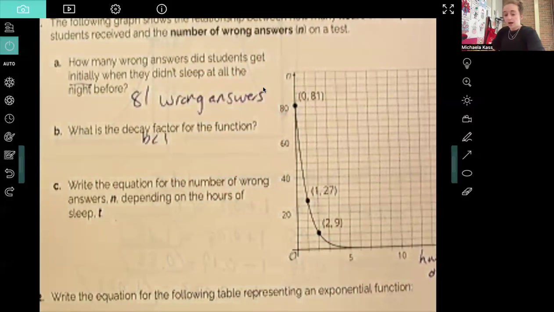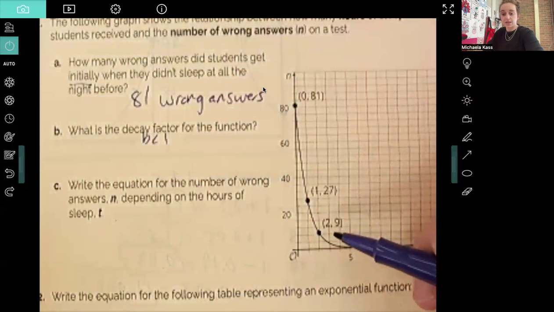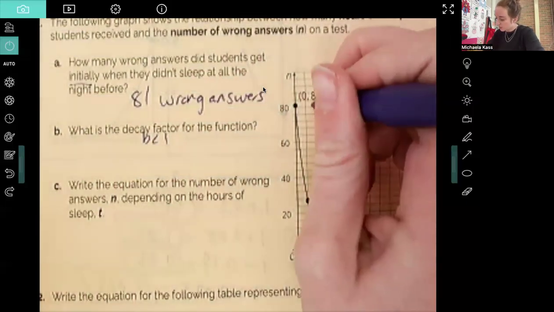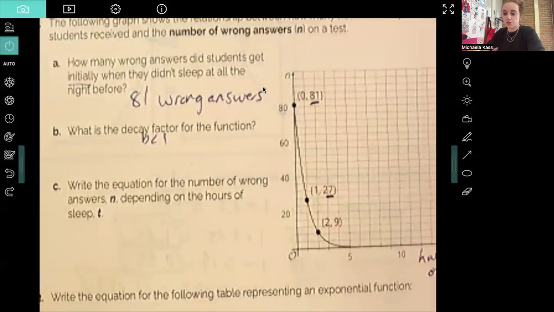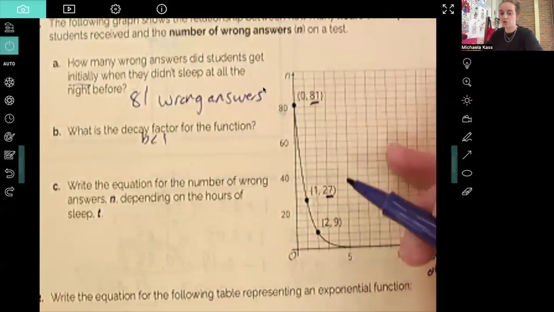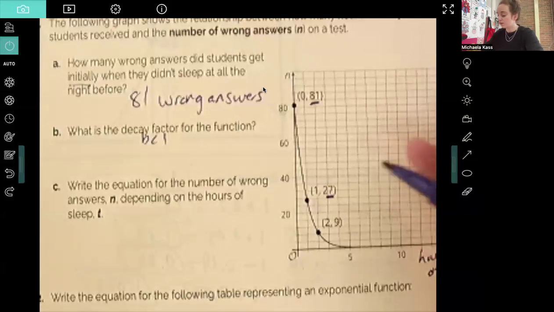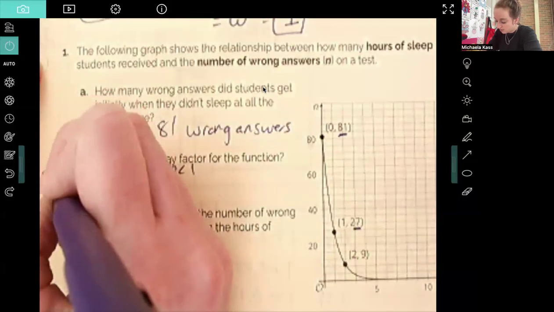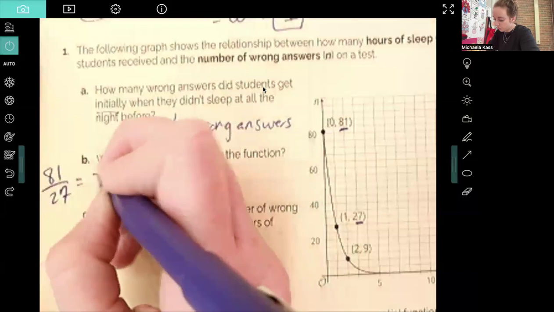So a lot of students will look at the fact that, oh, it's counting by ones on my x-axis, right? It's going 0, 1, 2, which means I could somehow use this number and this number, right? Now the question is, if I'm trying to find the multiplier I need to go from 81 to 27, maybe I could try division of those two numbers. That's fine. So let's go ahead and do 81 divided by 27. You grab a calculator, you type it in, and you get 3.